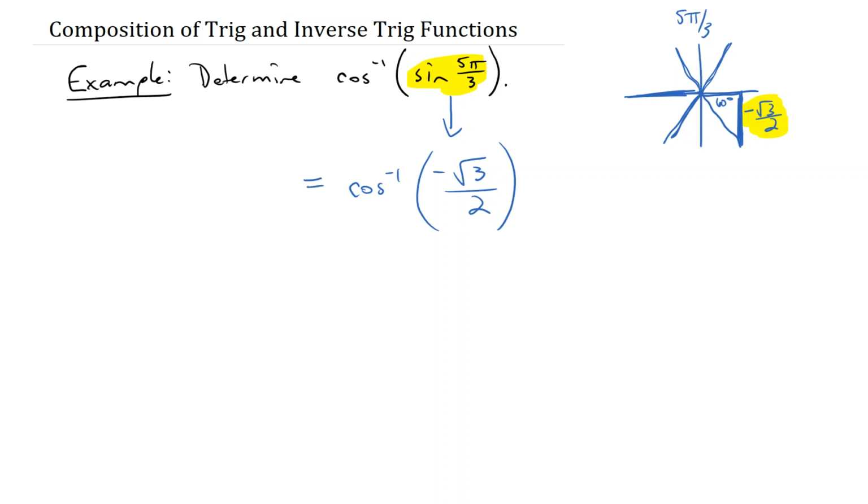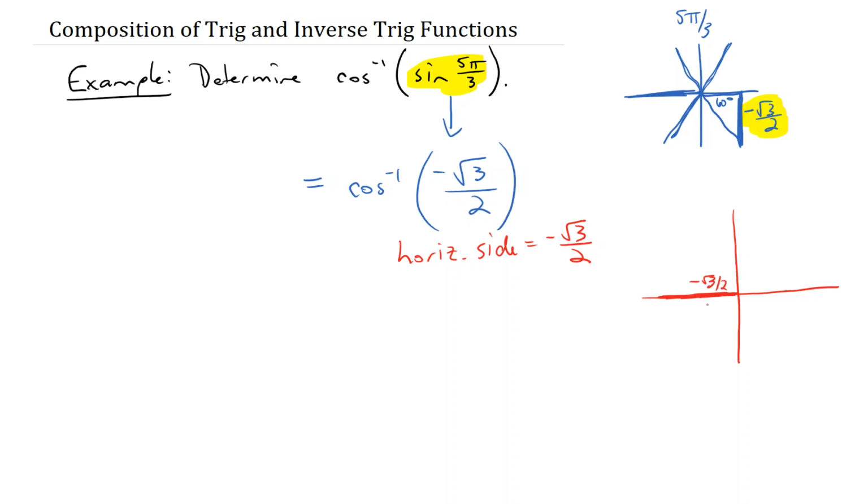Okay, so now we've got a totally new problem. I need to know the cosine inverse of negative square root of 3 over 2. So now, since this is a cosine inverse, I'm looking for a reference triangle whose horizontal side is negative square root of 3 over 2. So if I consider that, a negative horizontal side means that I'm to the left, okay? And it's negative square root of 3 over 2. So that's the long side of a 30, 60, 90.